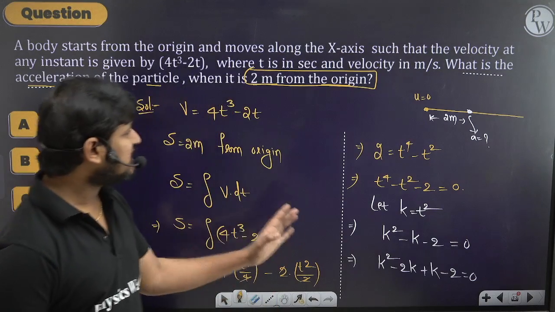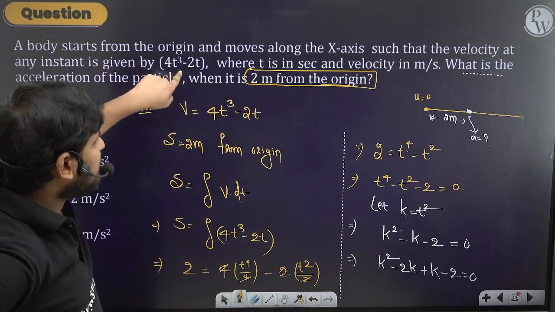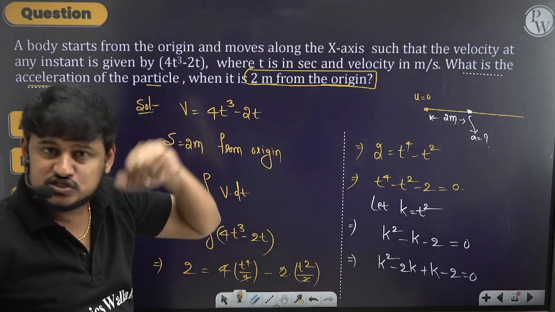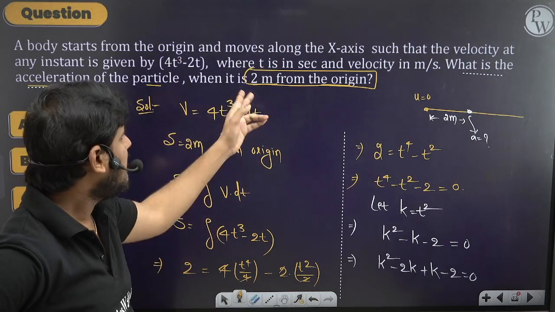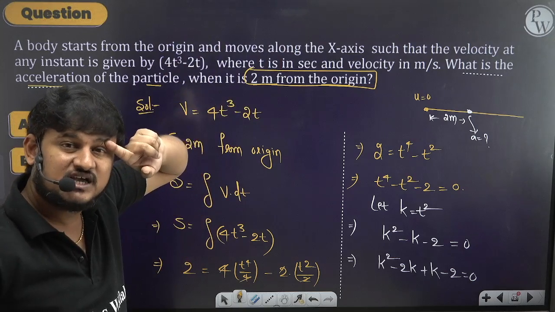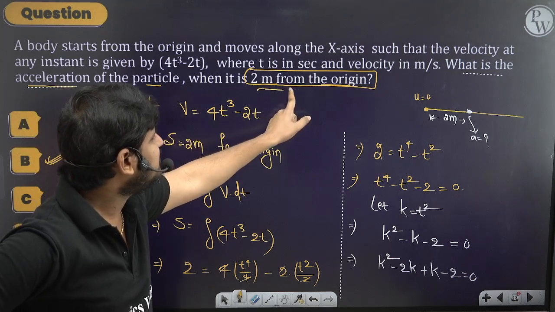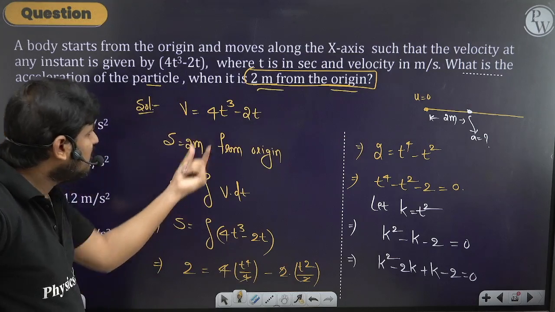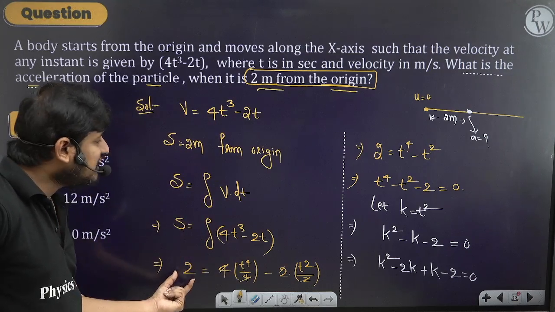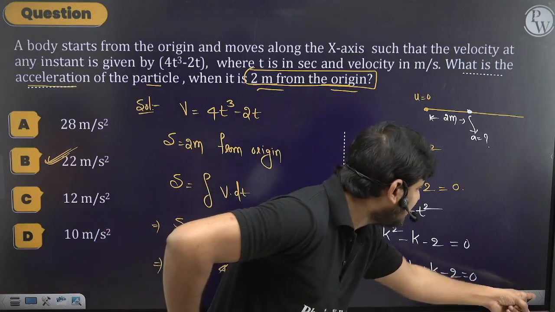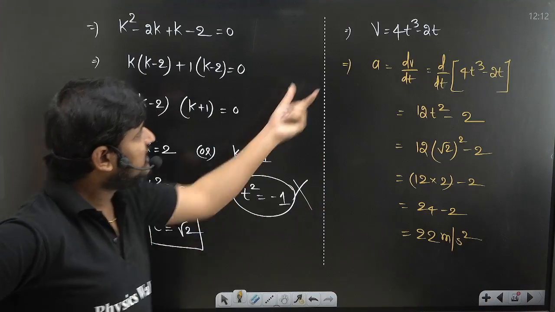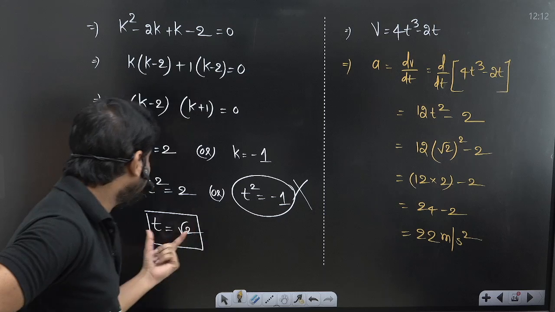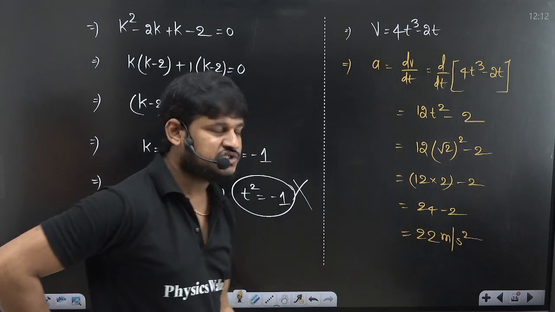Okay, so understand the procedure, guys. The velocity function is given, and they are asking us the acceleration. You know that acceleration is equal to dv by dt. But when they are asking the acceleration when the displacement is equal to 2 meters, first find the displacement from the velocity and equate it to 2, and from there you get the t value. Then differentiate the velocity, you get the acceleration function. In that acceleration function substitute t equals root 2.